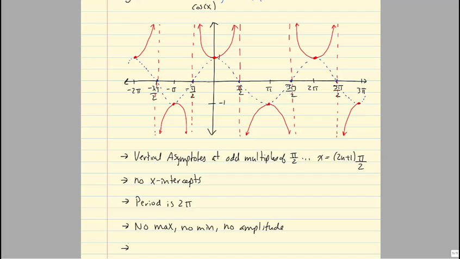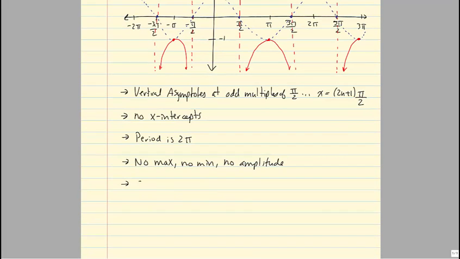It does have some symmetry with respect to the y-axis. If you were to take and fold the graph right along this line, it would be a mirror image on either side of the y-axis. So it has symmetry with respect to the y-axis. And because it has symmetry with respect to the y-axis, it's called an even function.